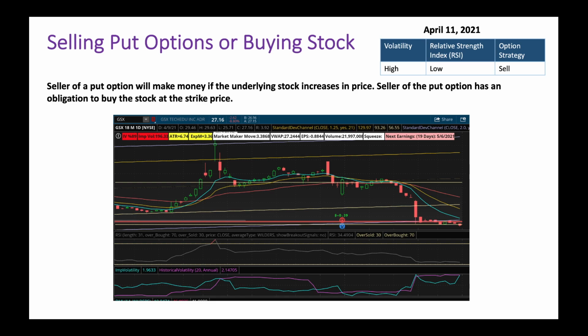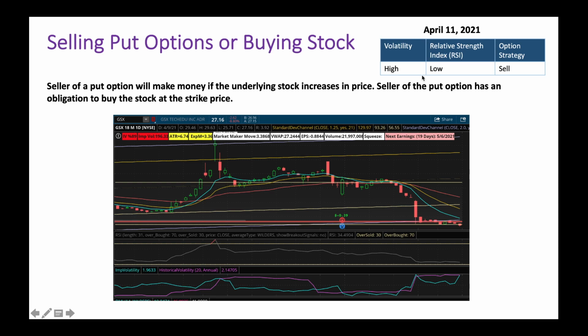So when do we sell put options? As a put option seller, you want the volatility to be high. This is typically represented by IV rank, or implied volatility rank. You want implied volatility rank to be high. And typically, you want the relative strength index, or RSI, to be relatively low, because when the RSI is low, that means the stock is oversold and has a good chance to bounce back. As a put option seller, you want the stock to bounce higher. Those are the two main things from a technical perspective.